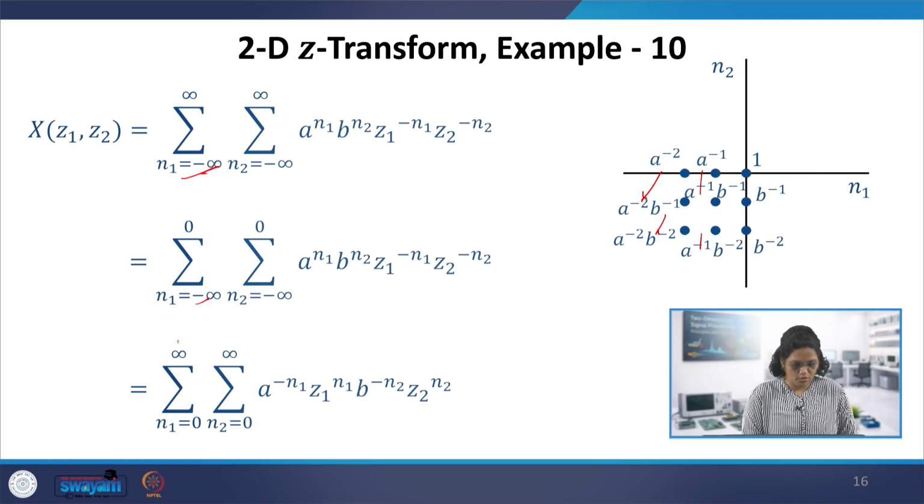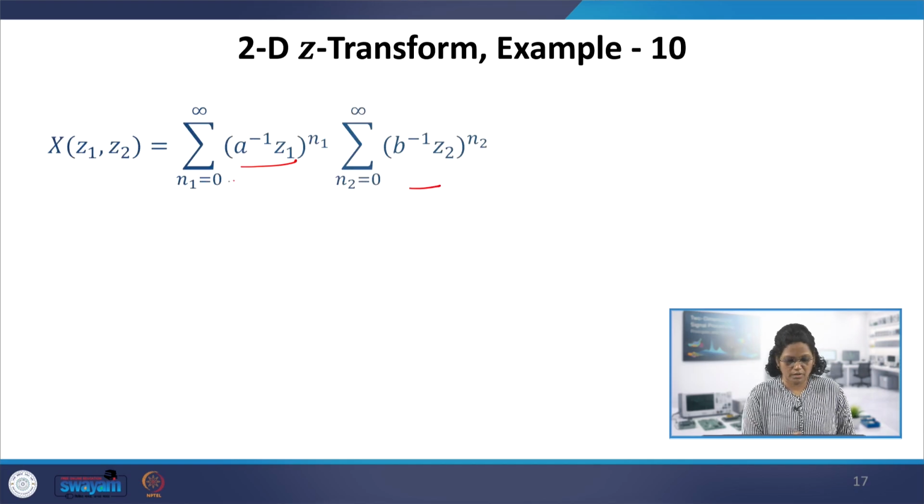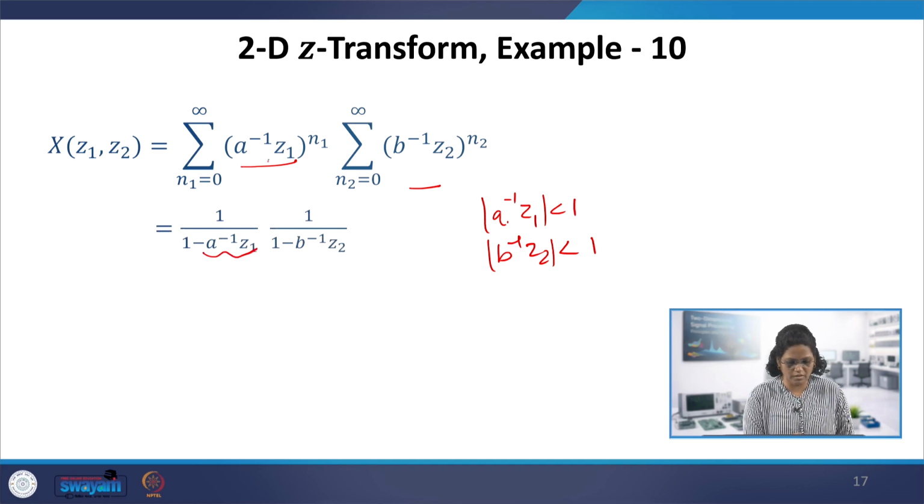When we change this to 0 to infinity and 0 to infinity, n1 becomes minus and here it becomes plus, and similarly this becomes minus and plus. So a inverse Z1 power n1, b inverse Z2 power n2. This is the separated summation. Now for the closed form, a inverse Z1 should be less than 1, and similarly b inverse Z2 should be less than 1. So we get 1 by 1 minus a inverse Z1, and similarly here for this sequence.